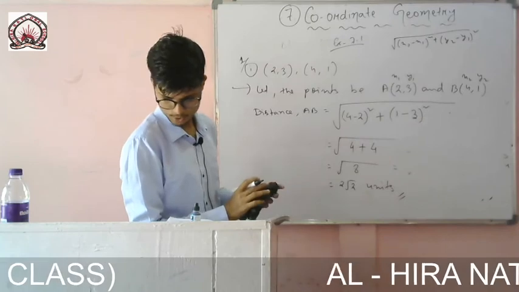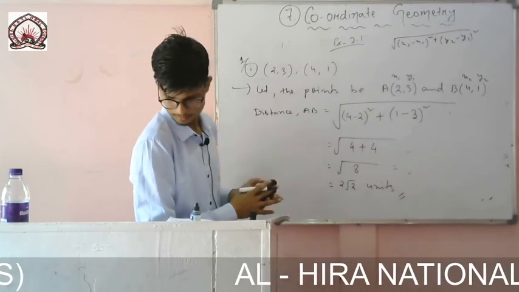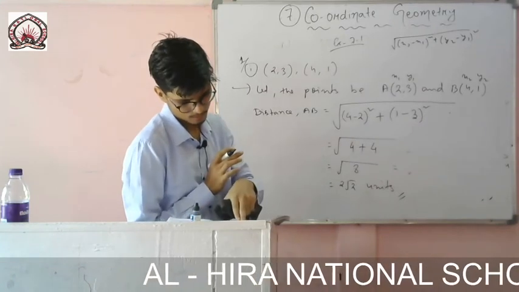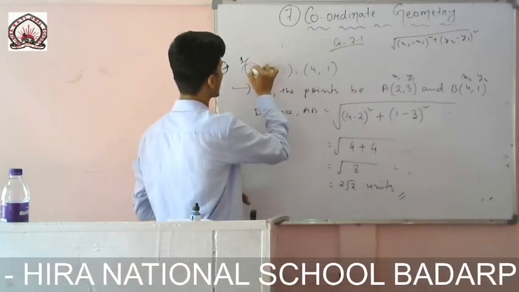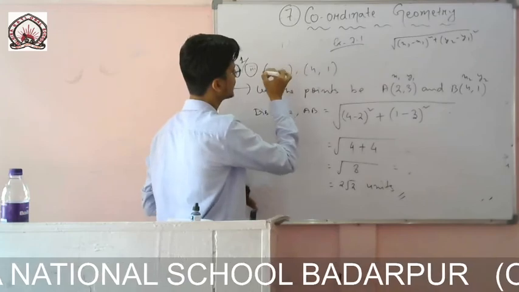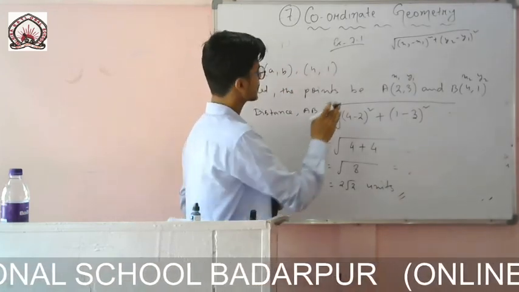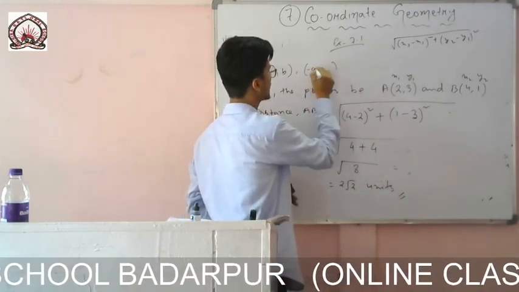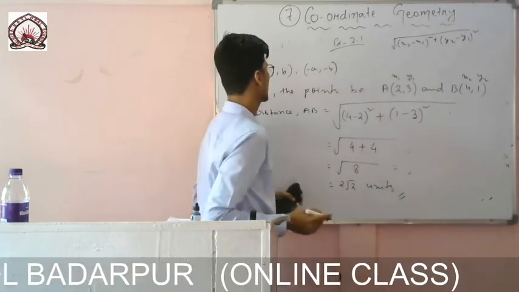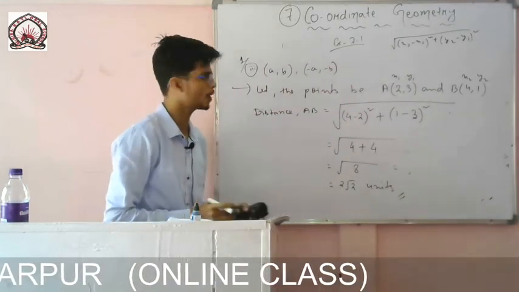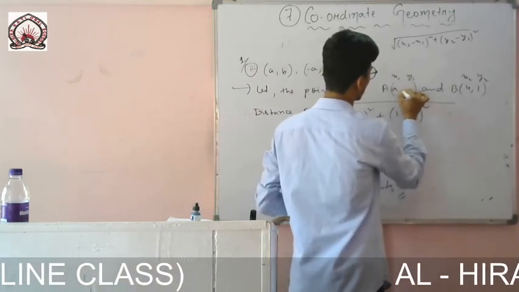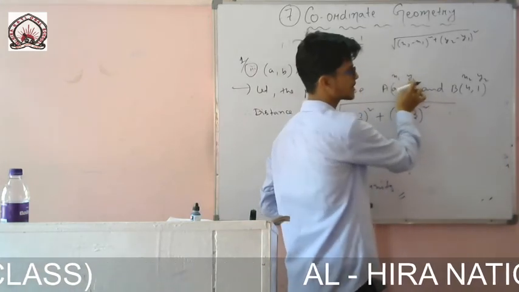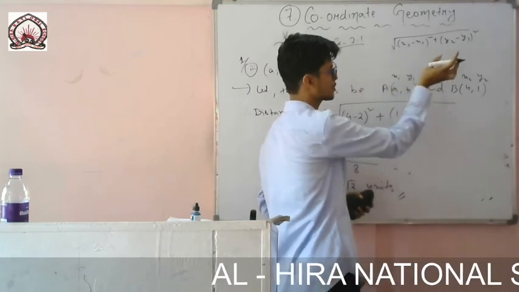So Roman number 3 I am doing. Again the points are given. It is given A comma B, and another one is given minus A comma minus B. So again we will write let the points be A, there it will be A comma B. No need to write this one, this was given for understanding only. Don't write it.